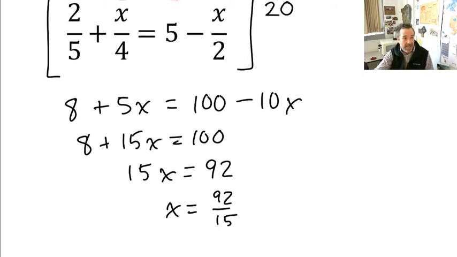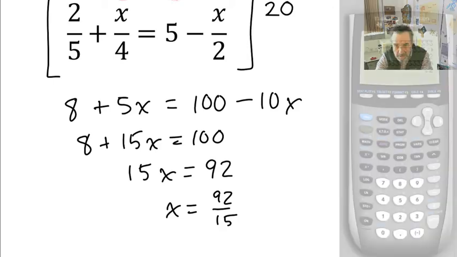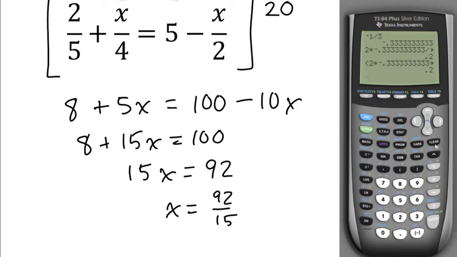But now let's check it. Like, what do the left and right hand sides become if x is 92/15? Let's go back to our calculator. Clear it again. I'm going to do the same thing. I'm just going to go 92 divided by 15. There is my answer for x expressed as a decimal. If I want, I could actually hit math, frac, and I could kick it into a fraction as well.